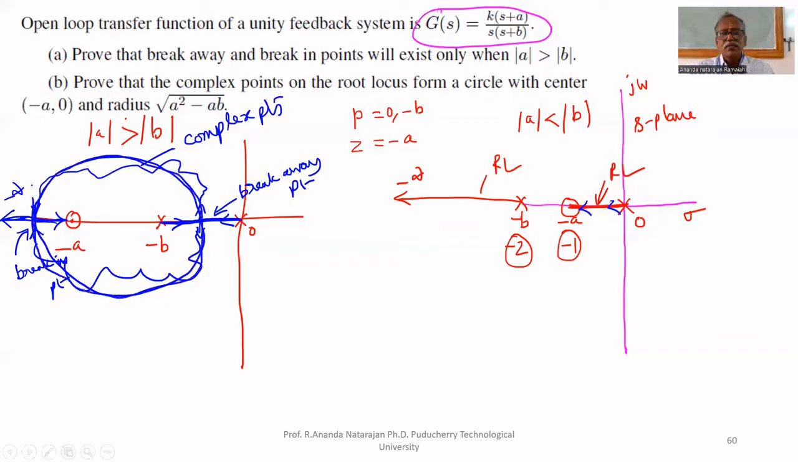That is the second part. The first part is to prove that break-in points will exist only when modulus of A is greater than modulus of B, then only it will have breakaway point. Evans condition.